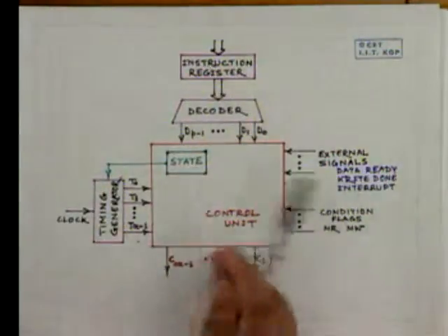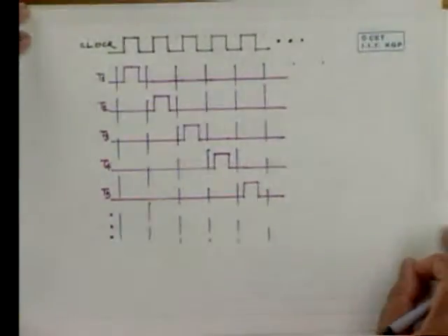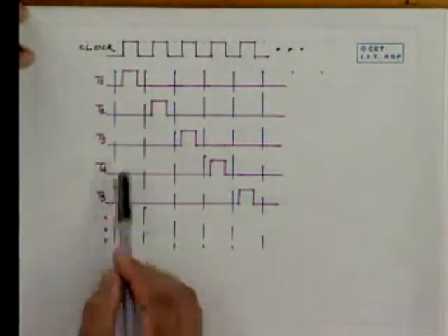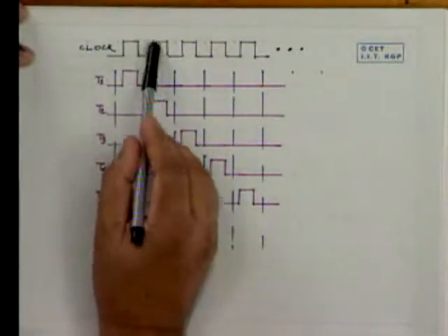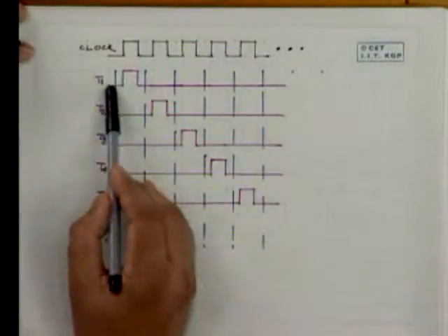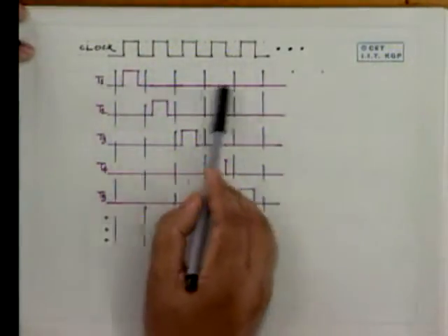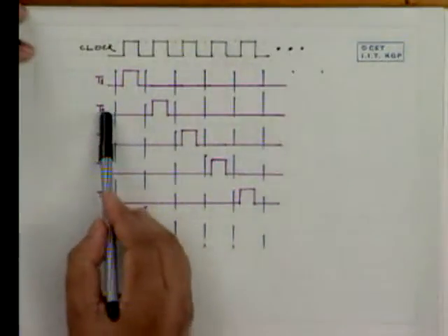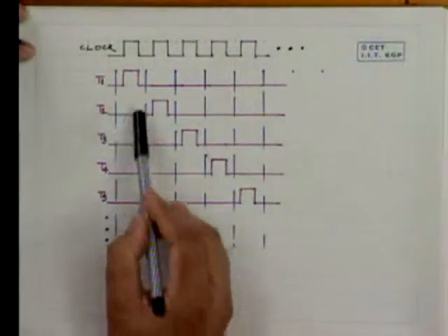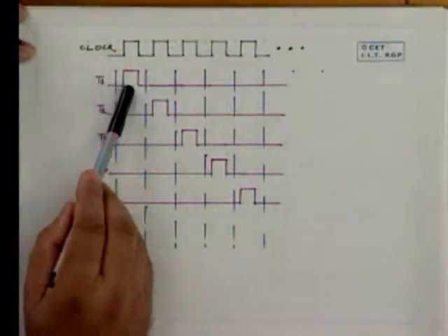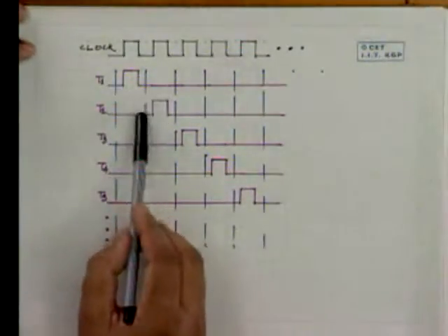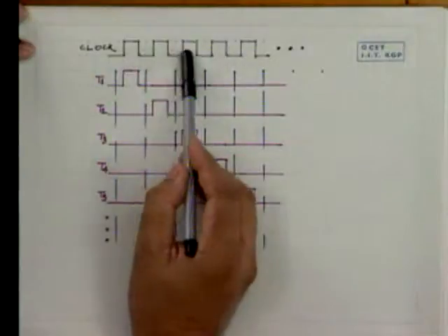Now, what is the state I am coming to? Before that, let us see what exactly we mean by the timing generator. Say this is a clock input, a train of pulses, a sequence of pulses. T1 is 1 here, otherwise it is 0. T2 is 1 here, that means a pulse is here, otherwise it is 0, and so on. That means T1, T2, T3, T4, T5, and so on. It comes in consecutive clock periods.